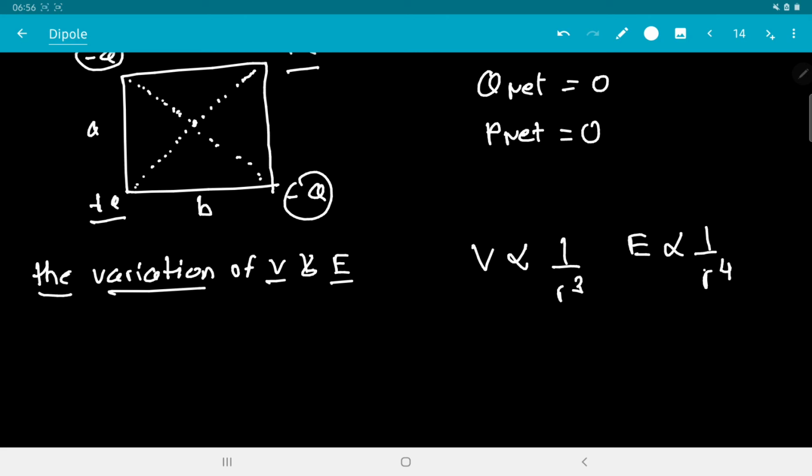So the configuration of the charges will be given and you will be asked the variation of electric field and potential at large distances. We are talking about large distances from this configuration of charges. So we can see whether the net charge is 0 or not, and whether the net dipole moment is 0 or not, and find out how the potential and the electric field will vary. So here we complete the concept of electric dipole.